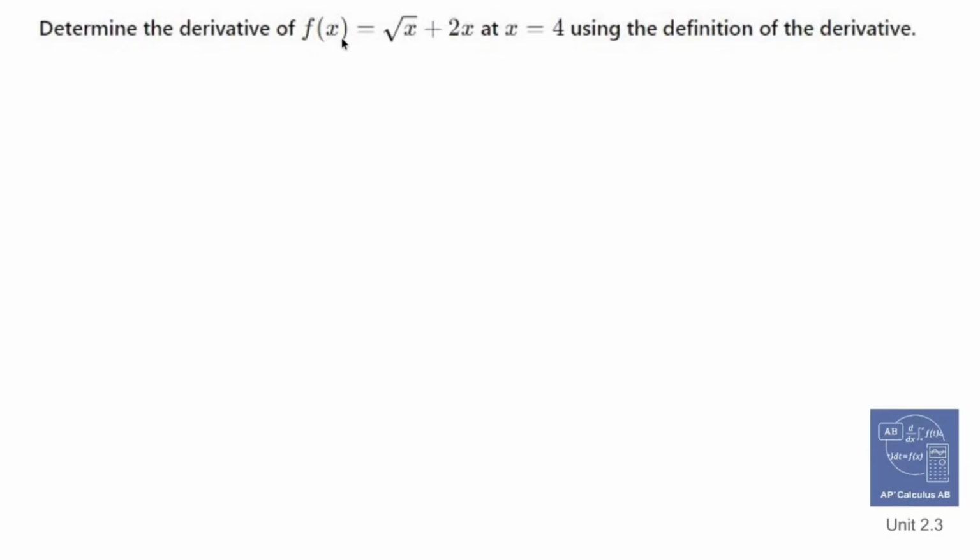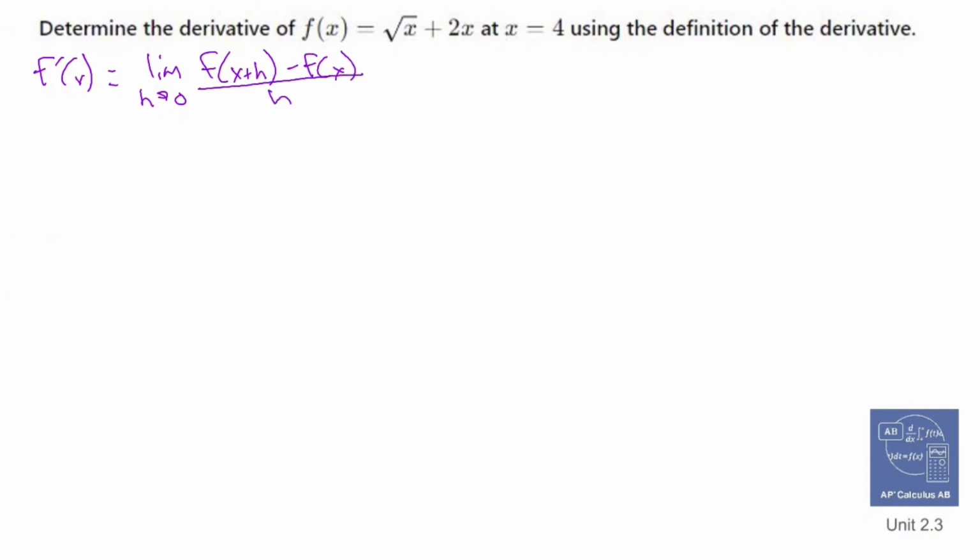Determine the derivative of f of x equals root x plus 2x at x equals 4 using the definition of the derivative. All right. Well, first off, we'll call this f prime of x, okay? And the definition of the derivative says that if you have the limit as h approaches 0, you're going to take that limit of f of x plus h minus f of x all over h.